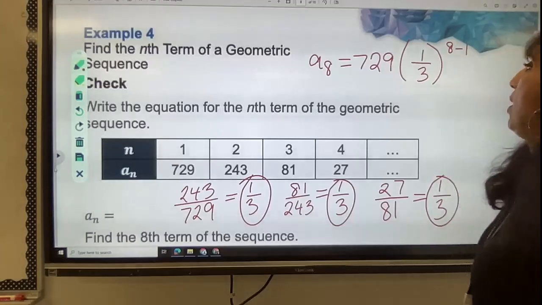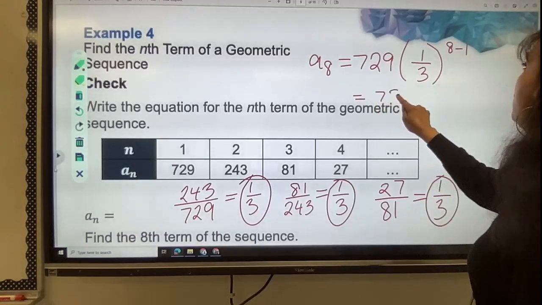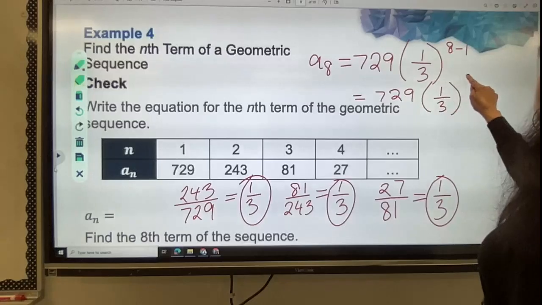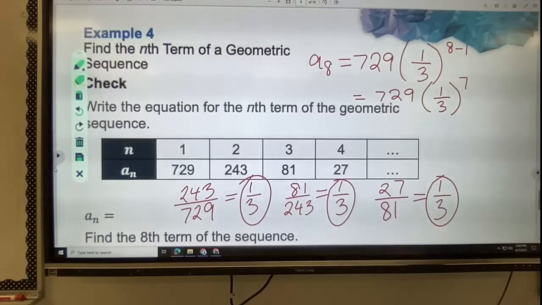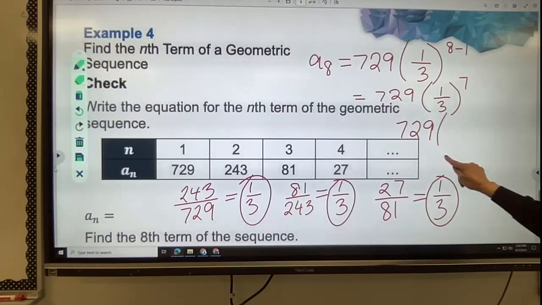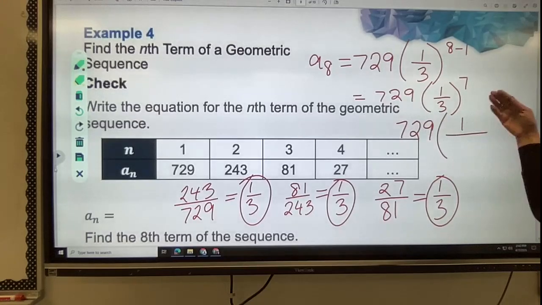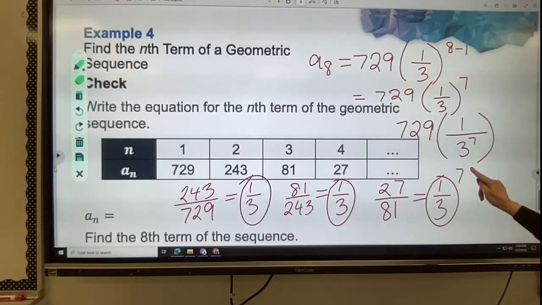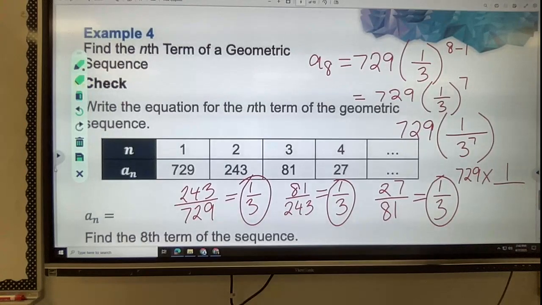Okay? So then I am going to do 729 and I have 1/3 raised to the 7th power. Okay, and then when I do that, I have 729 times 1 over, because 1 times 1 times gets 3 to the 7th power, which gives me 729 times 1 over 2187.